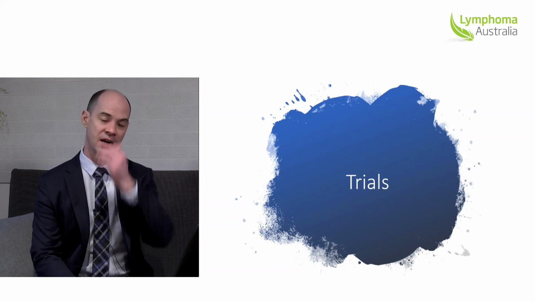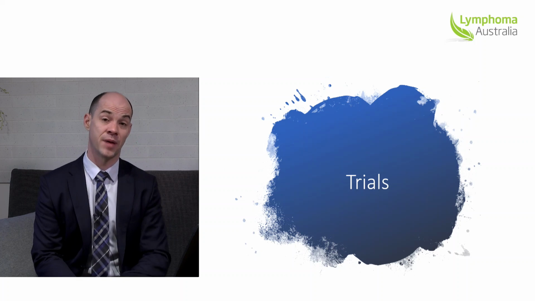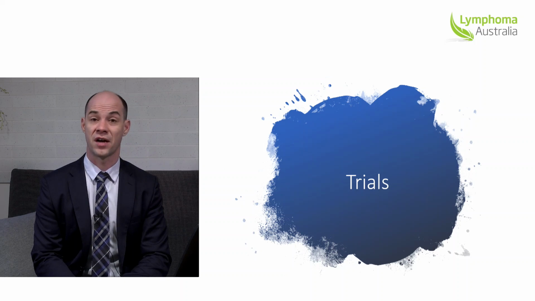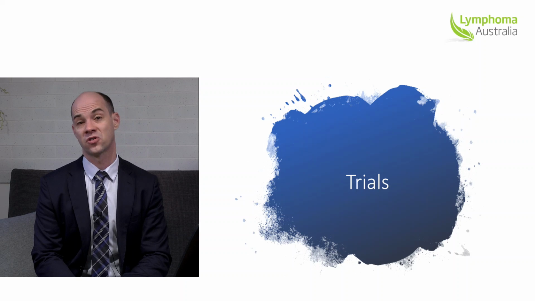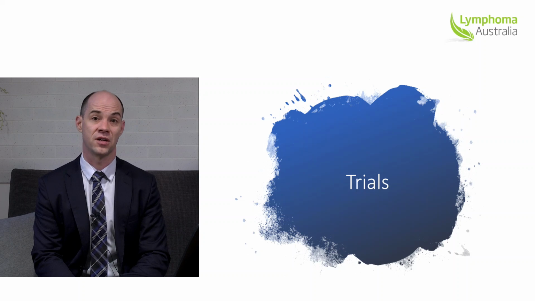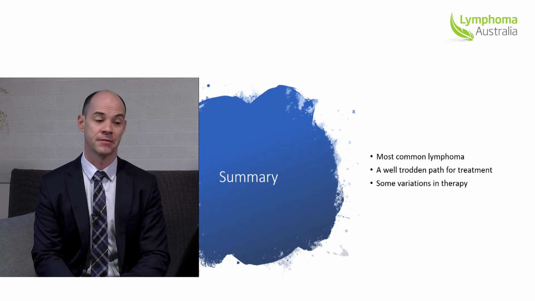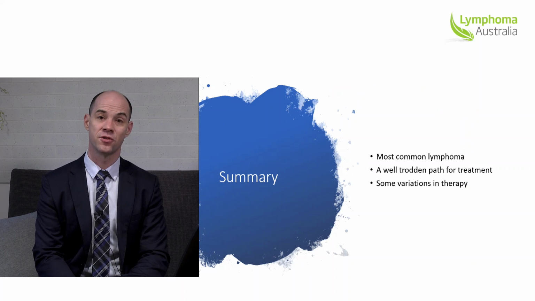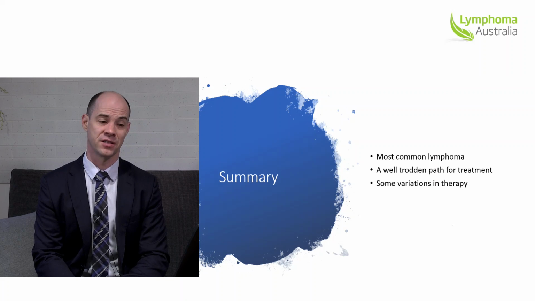Other than that, most of the trials are limited to patients who have relapsed or refractory disease, where we're trying to improve upon the outcome of our standard approach for that, and we'll talk about that in a different video. So in summary, diffuse large B-cell lymphoma, the most common lymphoma that we see. There's a well-trodden path for treatment, but there are some variations in therapy.